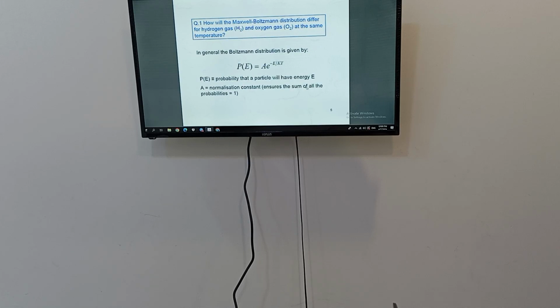In general, the Boltzmann distribution is given by P of E equals A e to the negative E over kT. P of E is the probability that a particle will have energy E. This is a probability law. A is the normalization constant. The normalization constant must be there to ensure that our probability sums to 1.